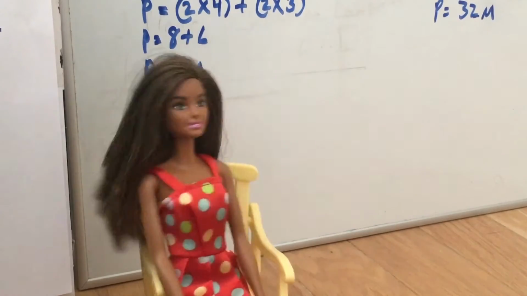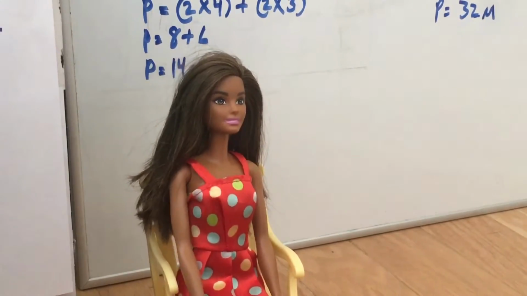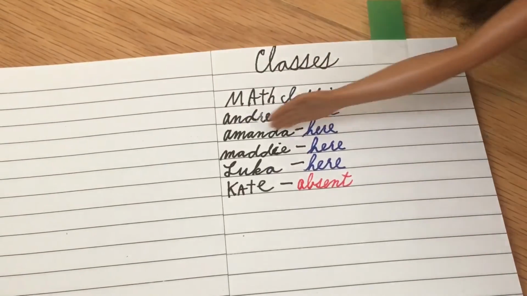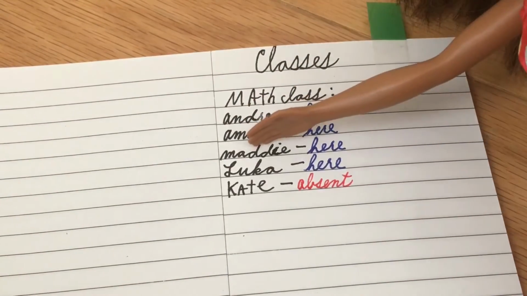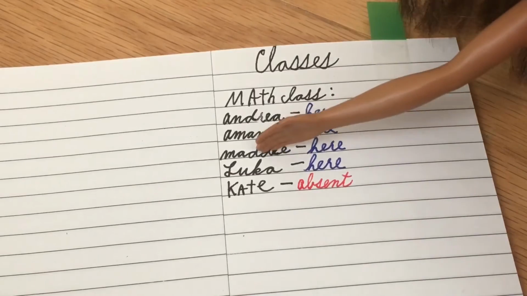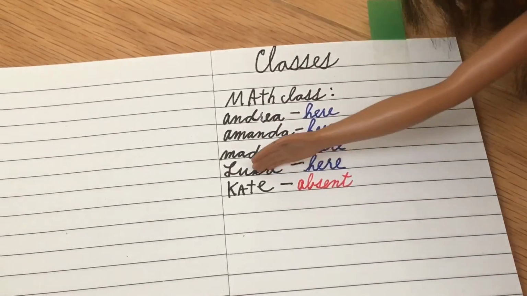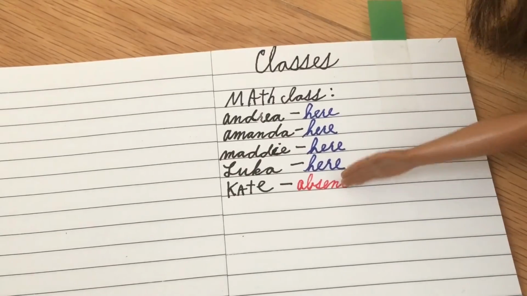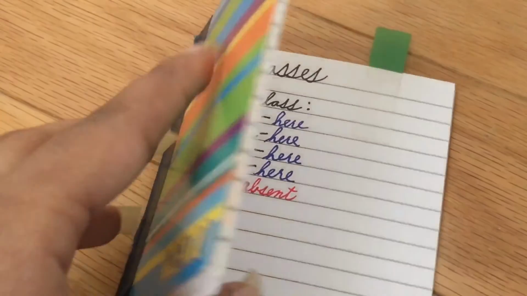Okay, I've got everyone. I just have to get my notebook. We have classes. Math class. Andrea is here. Amanda is here. Maddie is here. Luca, he's here. Kate is absent. Aw, feel bad.